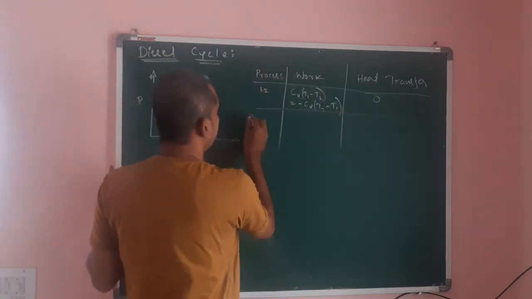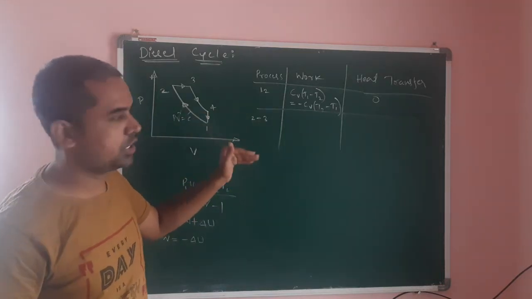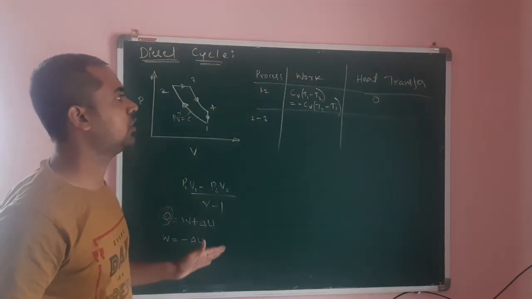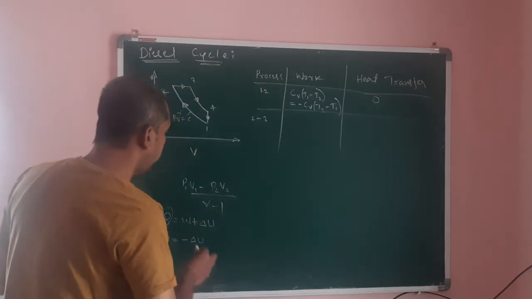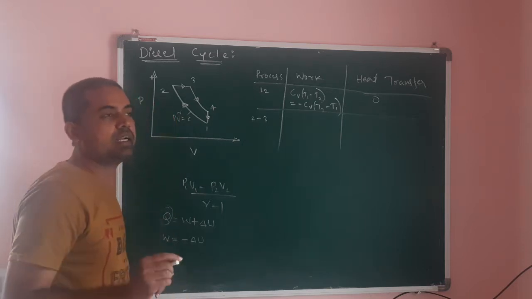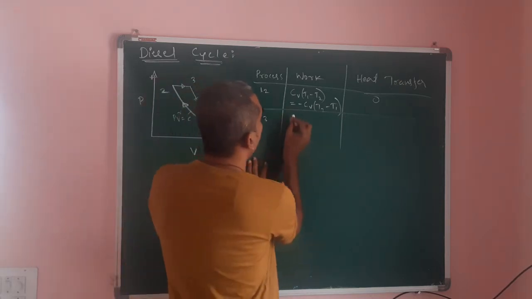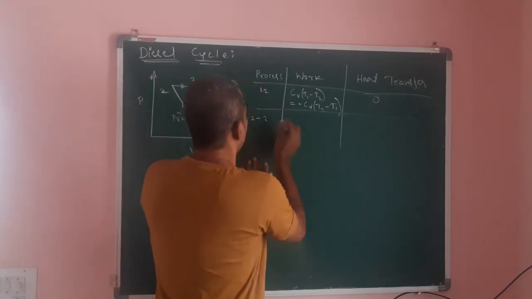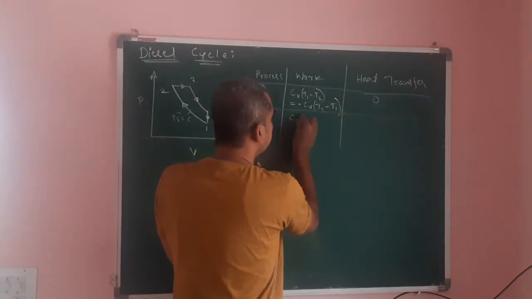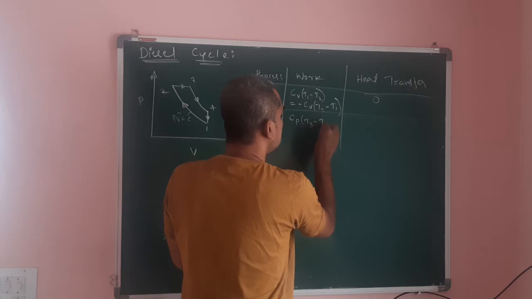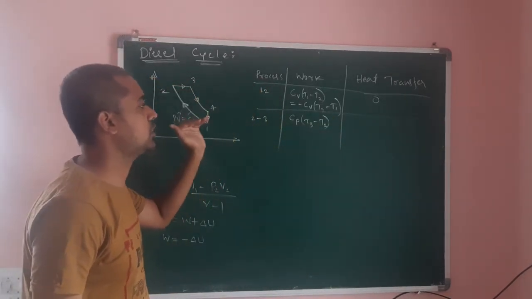Now the work for 2 to 3. 2 to 3 is constant pressure heat addition. Work done in a constant pressure heat addition can be given by P into (V3 minus V2), and we can also write it as the change in enthalpy, H3 minus H2. That can be given as Cp (T3 minus T2). This is the work done in the constant pressure process 2 to 3.